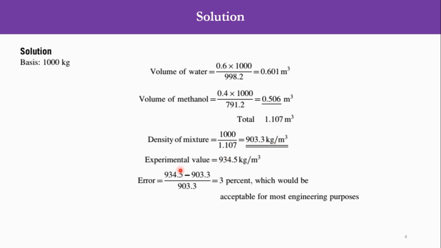Now we need to find the percentage error. The experimental value is 934.5 kg per cubic meter for this mixture at 20 degrees centigrade with this composition. To calculate the error, it is 934.5, which is the experimental value, minus the calculated value, which is 903.3, divided by 903.3. So the percentage error is 3%, which would be acceptable for most engineering purposes. So this is our first example, in which we have studied how we can calculate the density of a mixture.